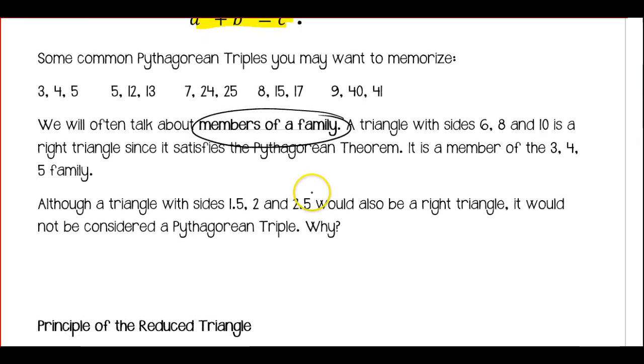And then, kind of along the same lines, we've got a triangle with sides 1.5, 2, and 2.5. This is our 3, 4, 5 divided by 2. Again, this would form a right triangle because it satisfies the Pythagorean theorem, but it would not be considered a Pythagorean triple. If you think you know why, go ahead and write that in there and then let me know in class.